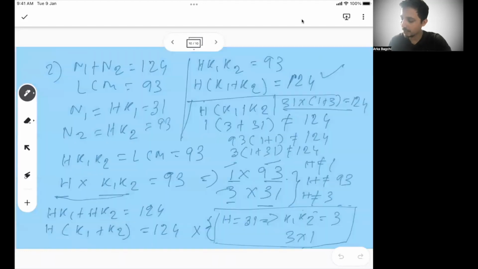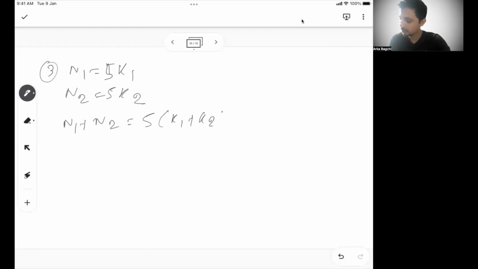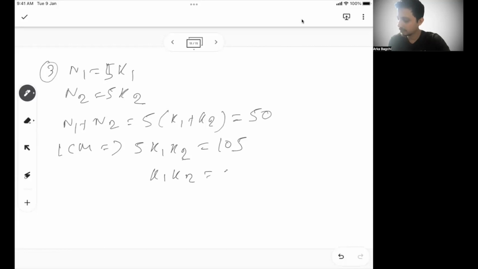So again, I will just give you a high level overview. Let's say N1 is... its HCF is given, so its HCF is 5. So N1 equals 5K1, N2 equals 5K2. So they said N1 plus N2, which is 5 into K1 plus K2, is equal to 50, right? And they said, what is the LCM? LCM will be 5 K1 K2, which is given to you as 105. So from here you can calculate easily. K1 K2 is 21.